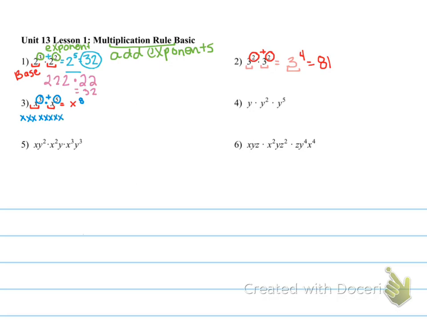And then just count all of those x's, which you could see you would have x to the 8th. Okay, let's keep going on to number 4.